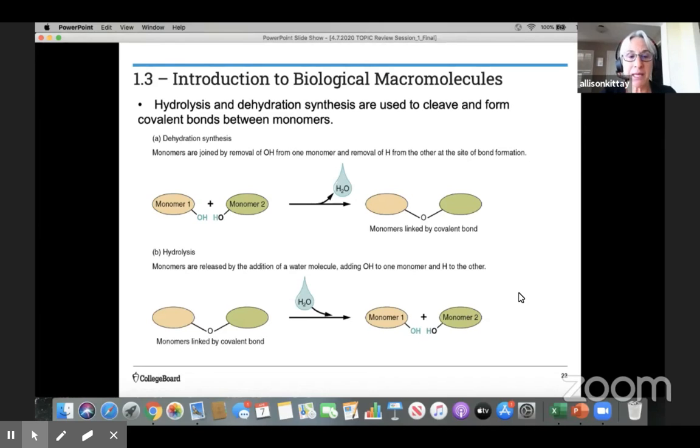And so what's going to happen is that we're going to remove the water by combining the hydroxyl from one monomer and the hydrogen from another, and that forms water. And then the resulting monomers are linked together to form a polymer, and they are linked together by a covalent bond. Okay, I'm going to give you specific examples with macromolecules in a minute, but this is kind of a generalized view of dehydration synthesis.